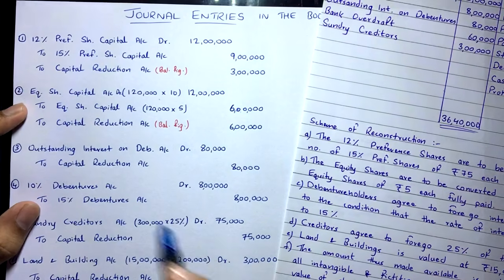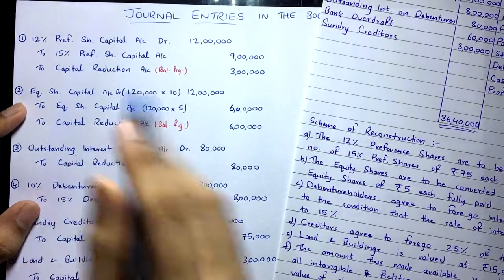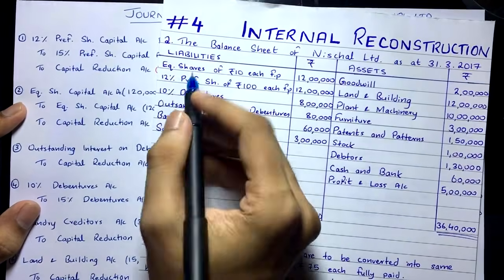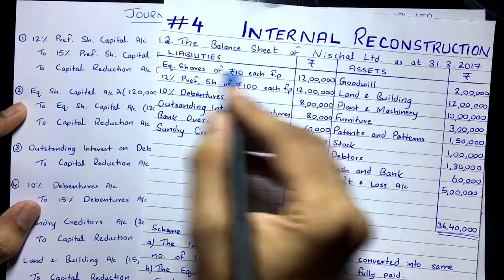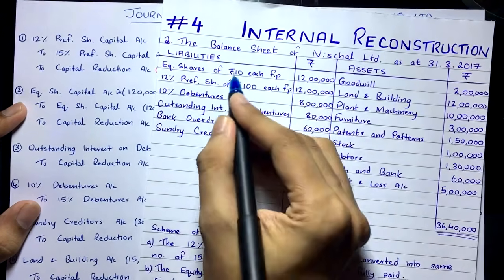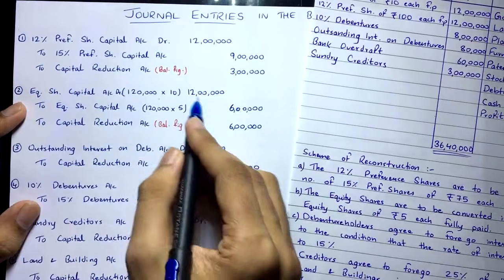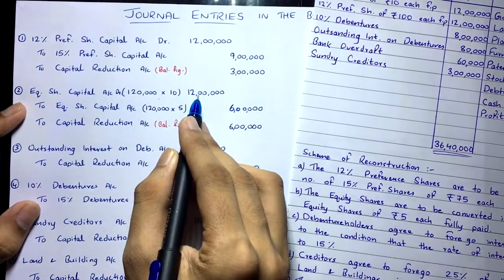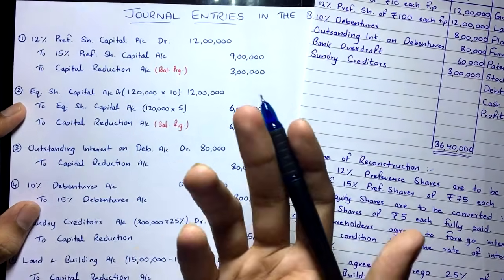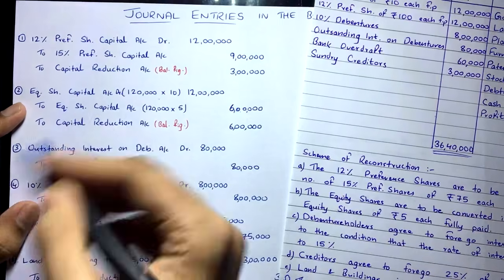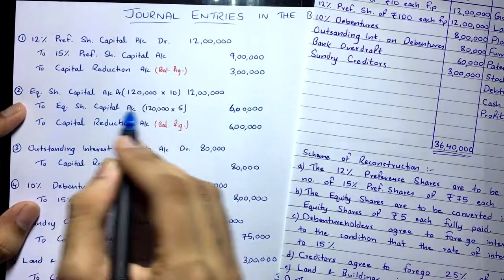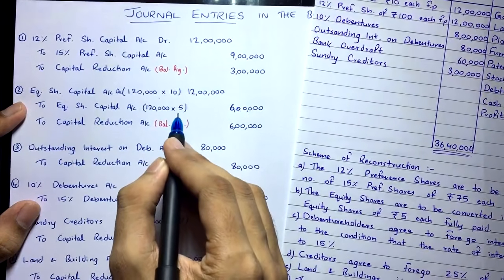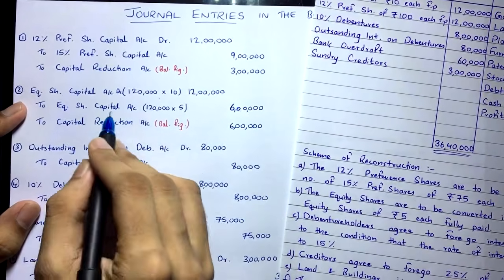Simple. So see here, equity share capital account. Whatever is there in the balance sheet, equity share capital of 10 each, 12 lakh. The value of equity share capital is also 12 lakh. The face value is 10. So now debit that, completely cancel it off. Equity share capital always has a credit balance. You are debiting it to cancel it off. Debit it. Then you want to create new equity share capital of what? Face value 5. Simple. To equity share capital account.